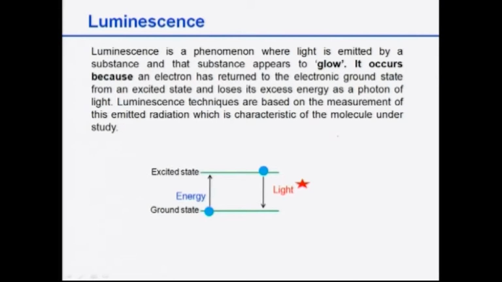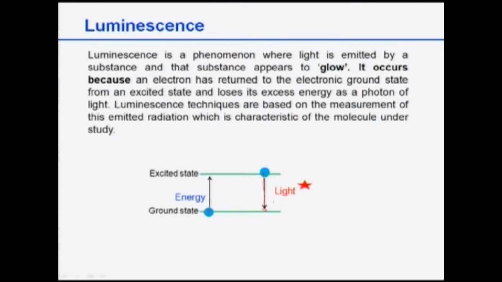It occurs mainly because of electronic transitions. Like an electron, if it is excited from the ground state shown here to the excited state by certain energy, you can talk about any kind of energy, either photo energy or chemical energy or sound energy. Then once it returns from the excited state to the ground state, it loses the excess energy, and this excess energy comes in terms of light, and that is why photoluminescence happens.